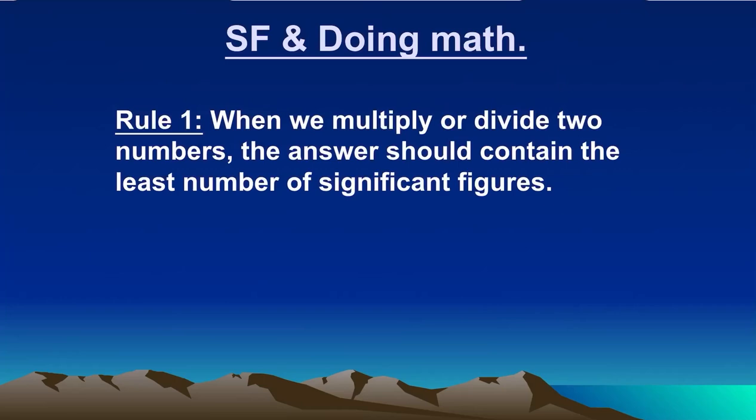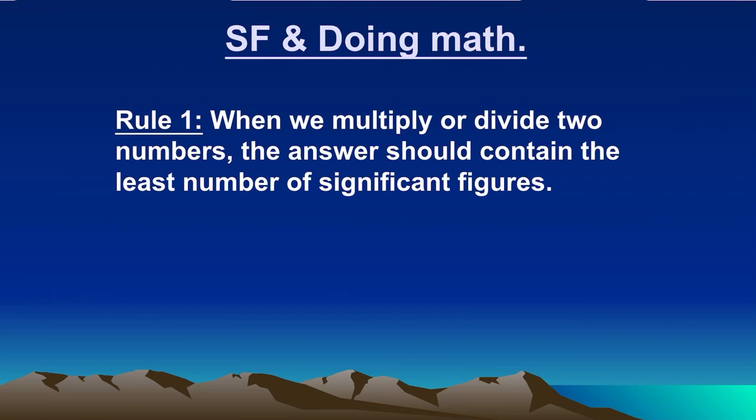Significant figures and doing math. There are three rules. Rule number 1, when we multiply or divide two numbers, the answer should contain the least number of significant figures.